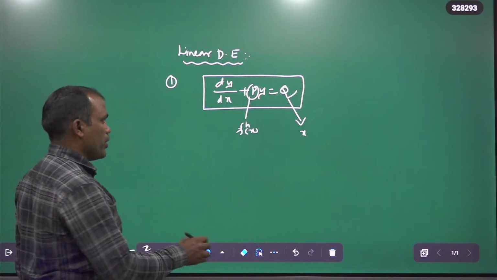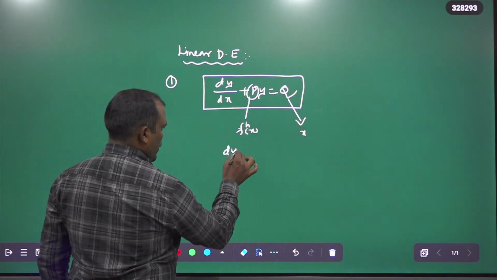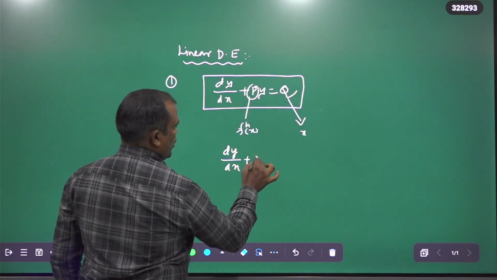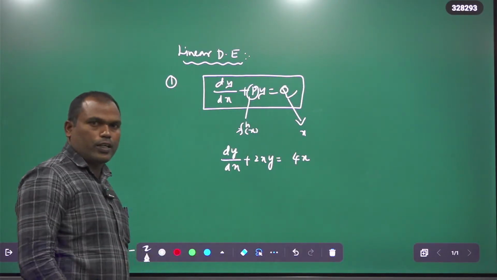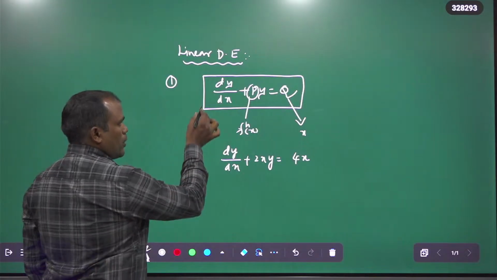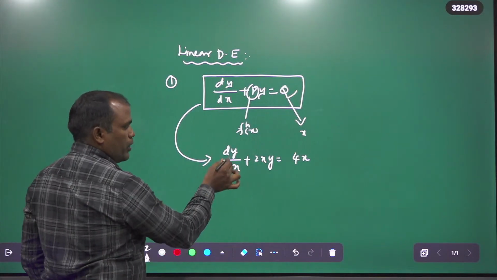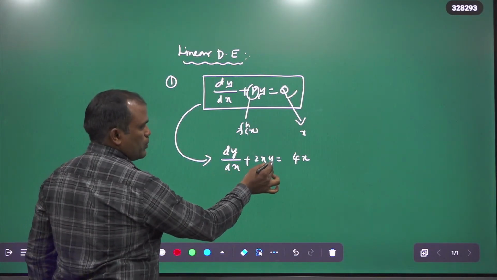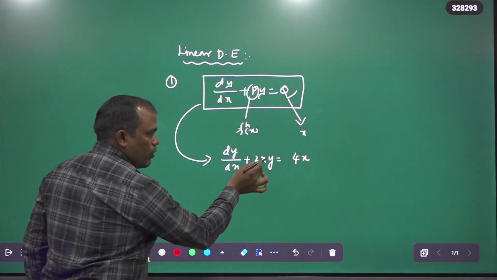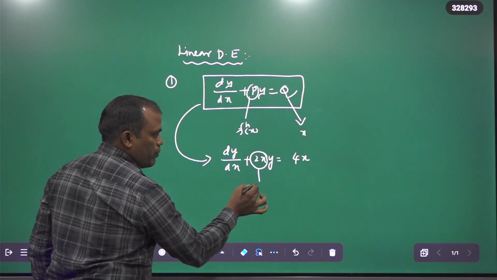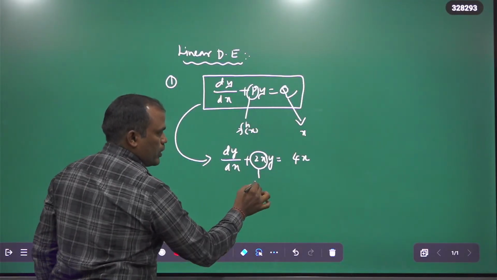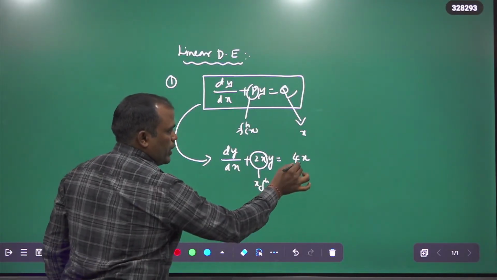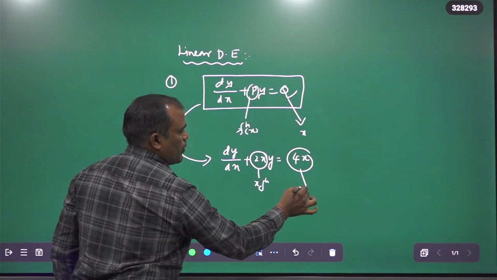For example, I will give one question. See, dy by dx plus 2xy equal to 4x is given. Listen carefully. I can compare this with the standard form. Now dy by dx plus 2xy equal to 4x. Here p is a function of x only, and here in the RHS also an x function.